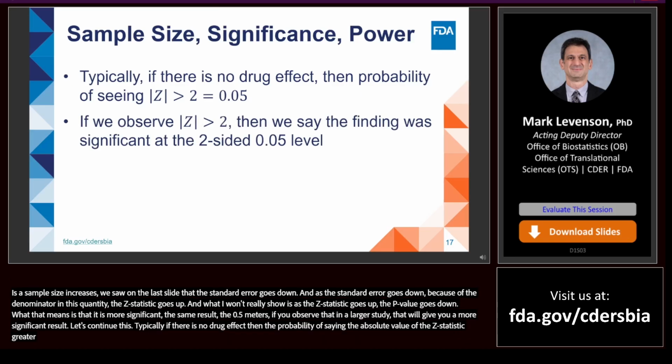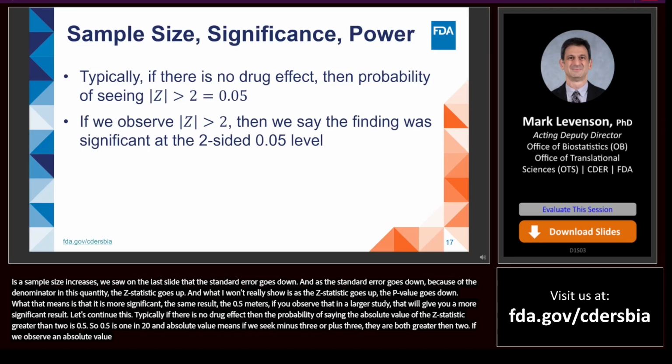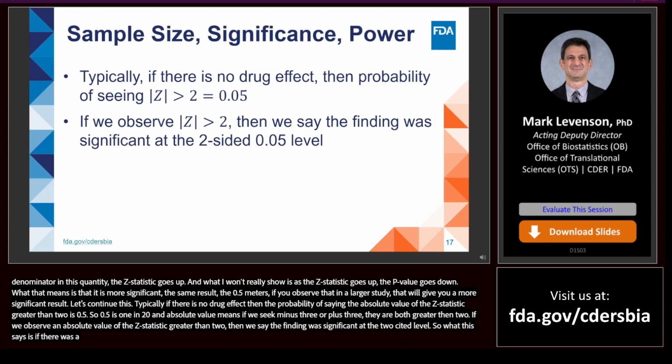If we observe an absolute value of the Z-statistic greater than 2, then we say the finding was significant at the two-sided 0.05 level. So what this says is if there was no drug effect and we observed, say, a Z-value of 3, that was a pretty unlikely event, certainly less than 1 in 20. And that gives us doubt that there really is no drug effect, and maybe the assumption of no drug effect is wrong. So we call that statistically significant. It's a tricky concept, but that's basically what it is.